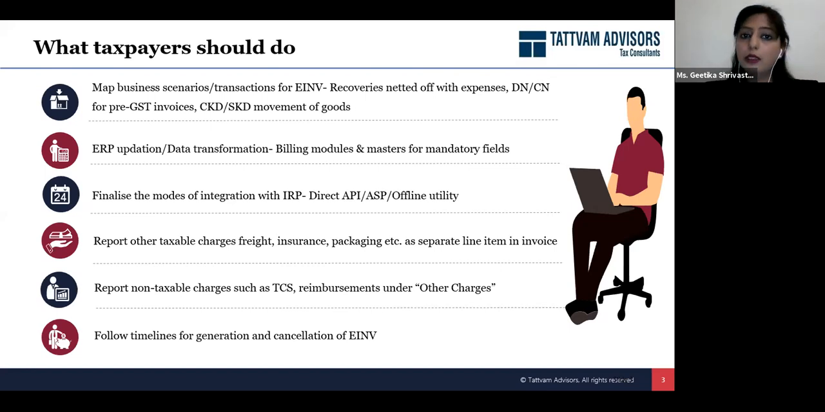So tomorrow, this entire data is going to the government portal. So they can always do the matching of the e-invoice data and the GSTR data. And there can be differences in the values and the taxes that you are paying. So it's advisable, even if it is pre-GST invoices for which you are issuing debit notes and credit notes, please report them also on the IRP portal so that there are no reconciliation differences in the data which is there with the government.